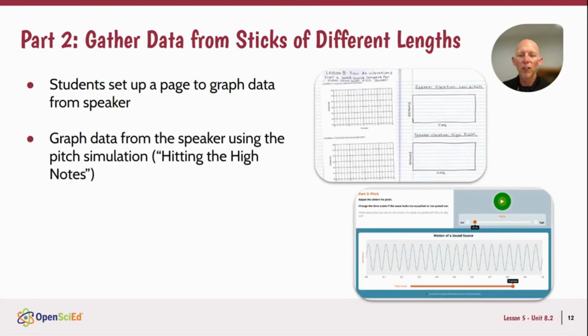You're also going to have students collect data from the computer simulation. It's a different simulation than we used in the last lesson. This one's called Hitting the High Notes. It allows you to adjust the pitch. So you'll play a low pitch and a high pitch sound, have students record the graph that gets produced from each of those.